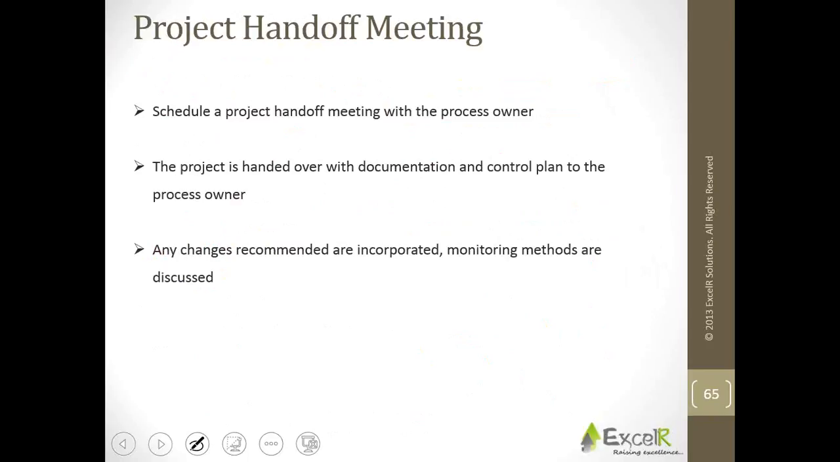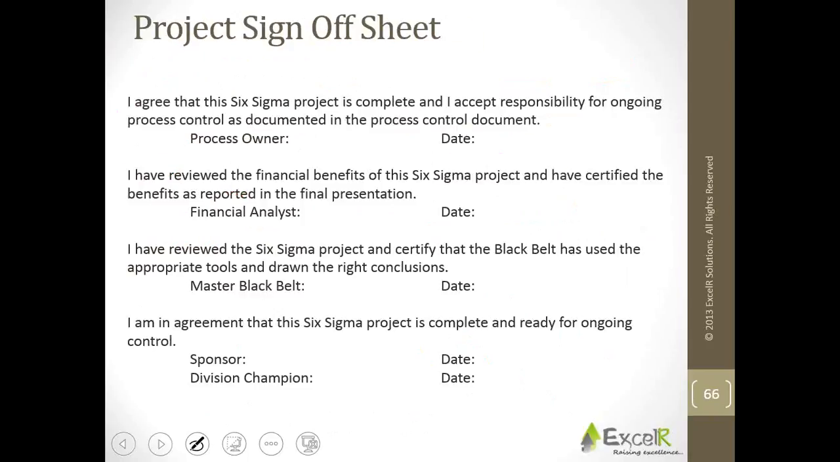Finally, there will be a handover meeting. Schedule a project handoff meeting with the process owner. You're not going to stay there and control the improved process throughout, right? You're a consultant. Your role is limited to giving them the improvements and moving ahead. So the project is handed over with documentation and control plan to the process owner. Any changes recommended are incorporated and monitoring methods are discussed.